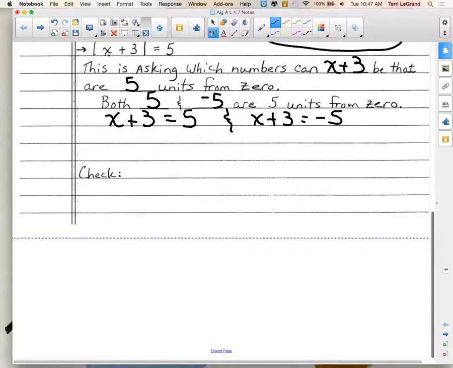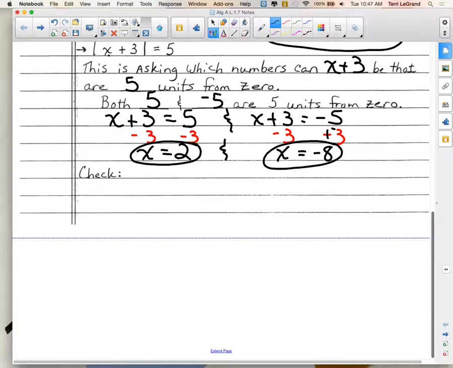So now we have two equations to solve. We'll just do our simple solving here. What do we have to do to get x alone? Subtract 3. So for this one, we end up with x equals what? 2. So there's one of our solutions. And we'll come over to the other one and do the same thing. We'll subtract 3 from both sides. What's a negative 5 take away 3? Let's change this to add the opposite since there are all these negatives involved. What's a negative 5 plus negative 3? Negative 8, right?